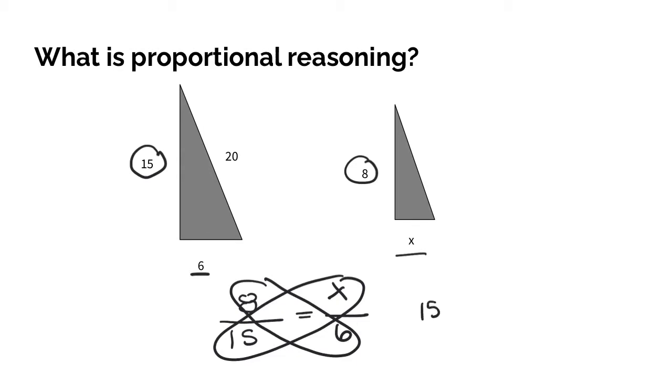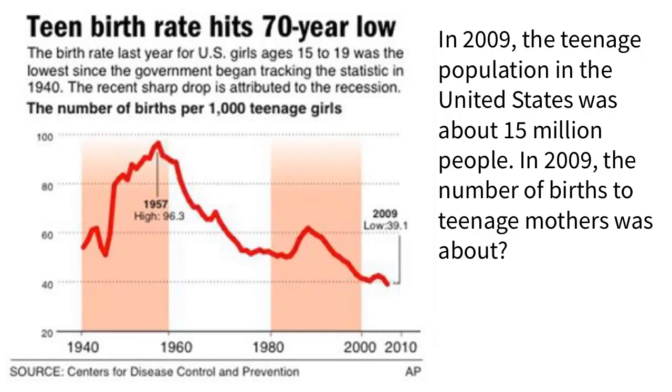So I'm going to have 15x equals 48. Next, I need to solve for x. And so I'm going to divide each of these sides by 15 in order to solve for x. And I will get that x equals, and when I do 48 divided by 15 on my calculator, I get 3.2. So I know that this side is 3.2 long. This is an example of proportional reasoning that you definitely saw in math. So now let's talk about proportional reasoning when it comes to graphs.